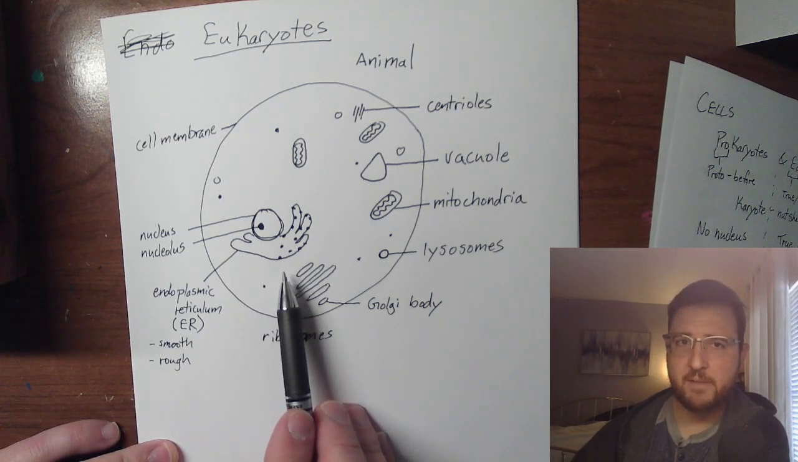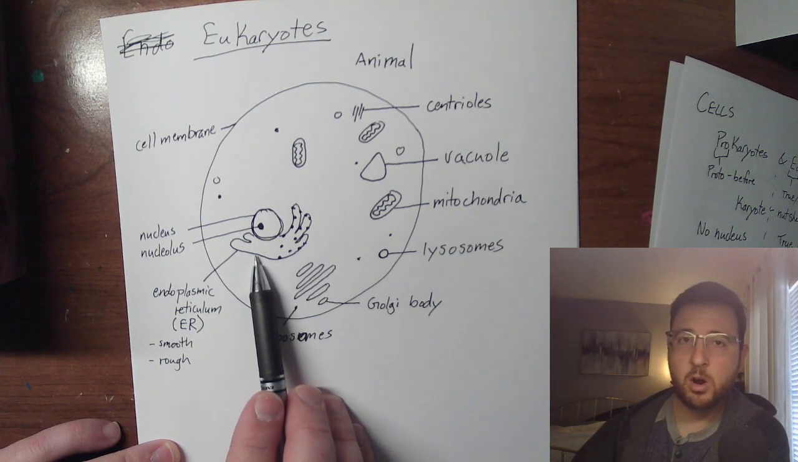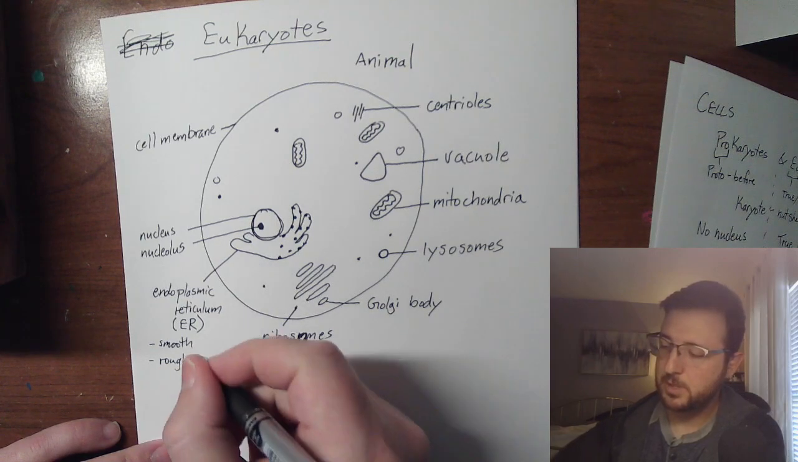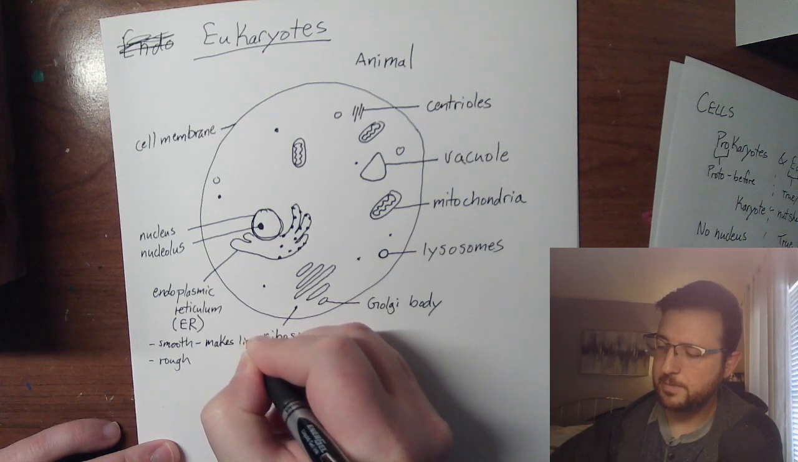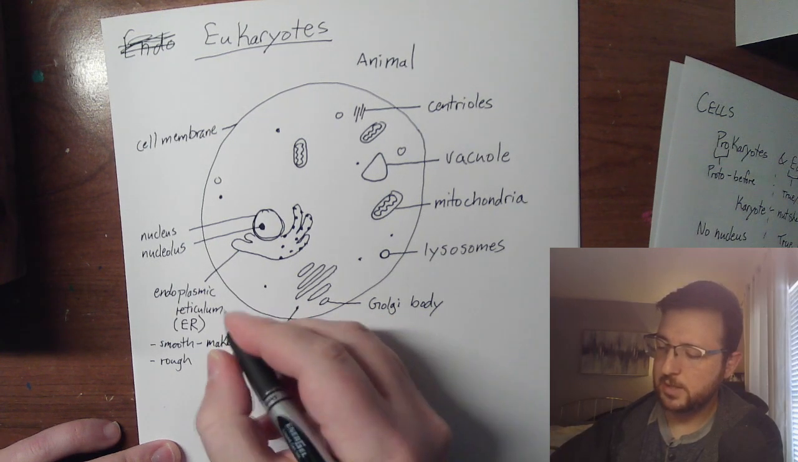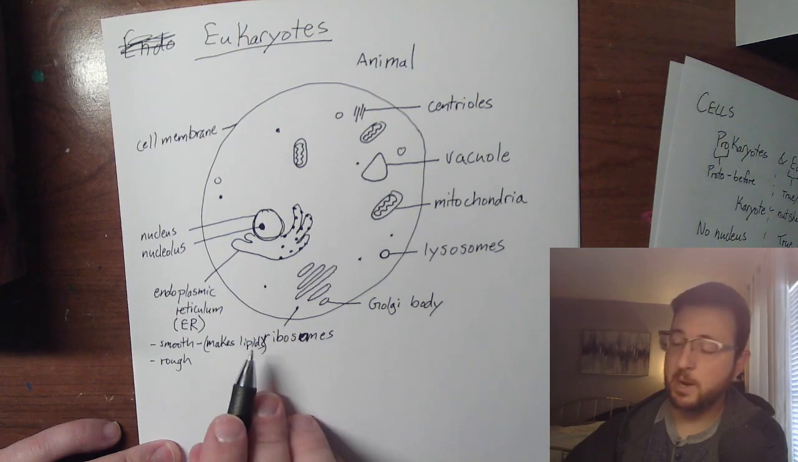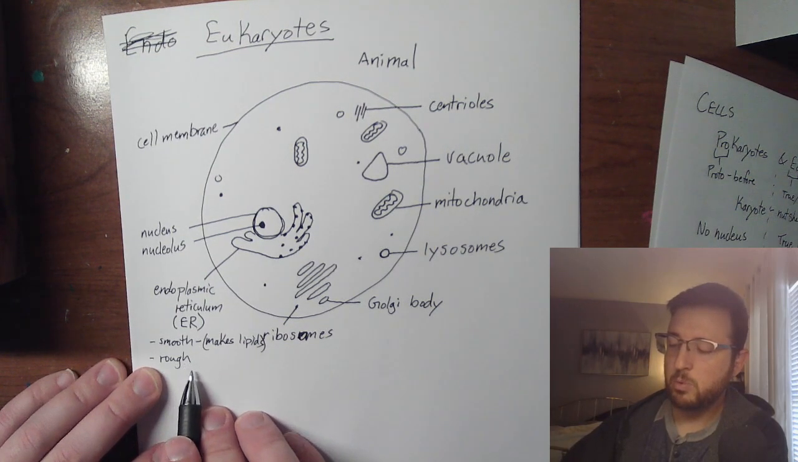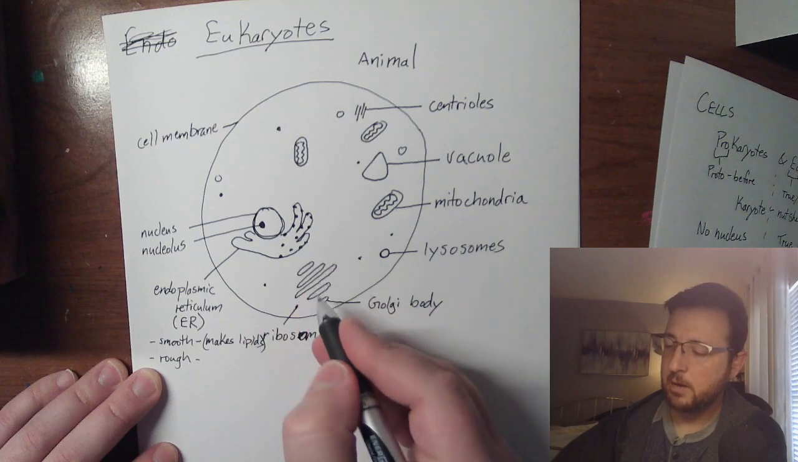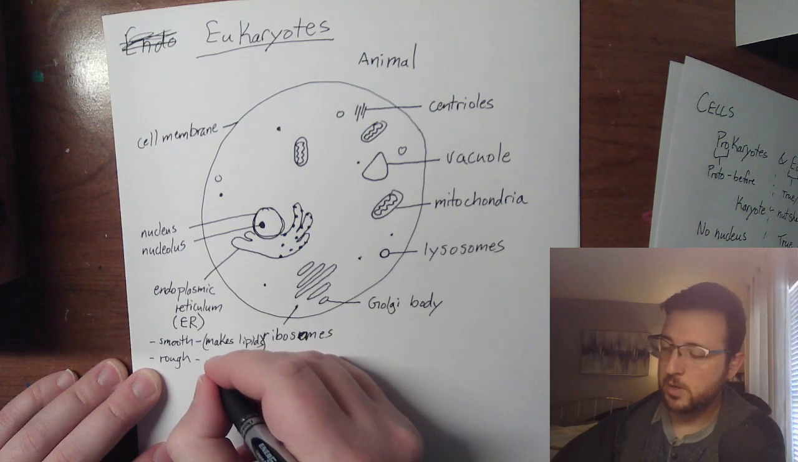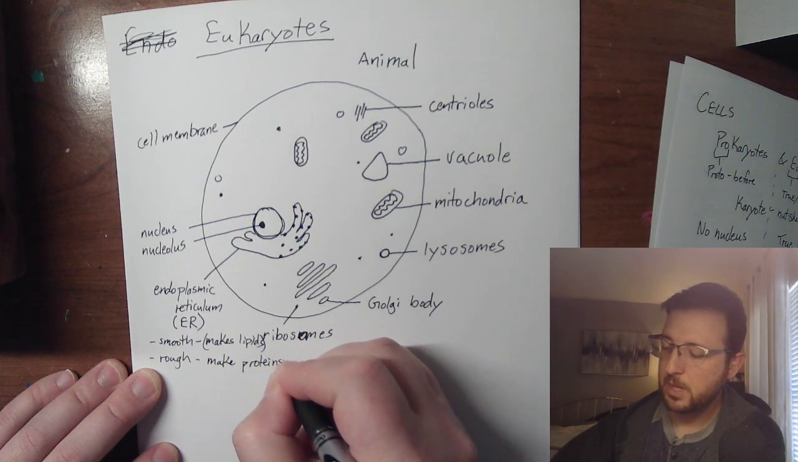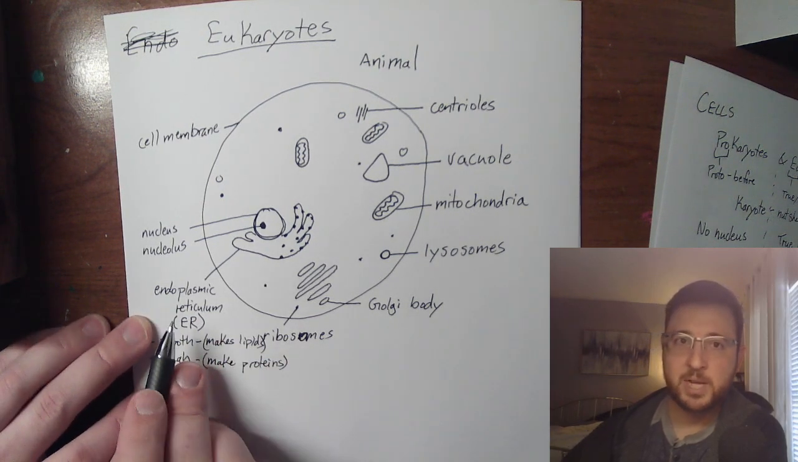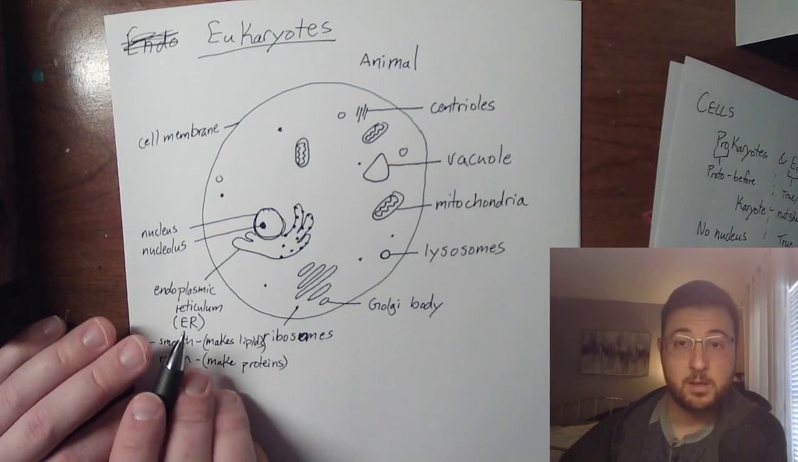Just outside of that, we have the endoplasmic reticulum, or the ER. The smooth ER makes lipids. So we'll write that down here. Smooth makes lipids. Okay, that's like fats and oils. I'm running out of room. I apologize. And then the rough ER, it's got ribosomes in it, so it's going to make proteins. Now, it's not actually the endoplasmic reticulum that's making the proteins.